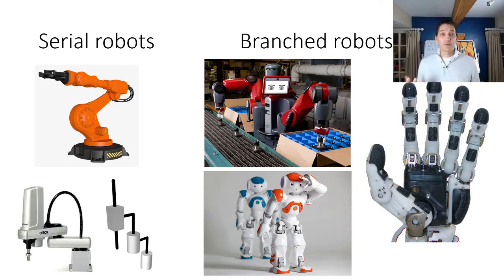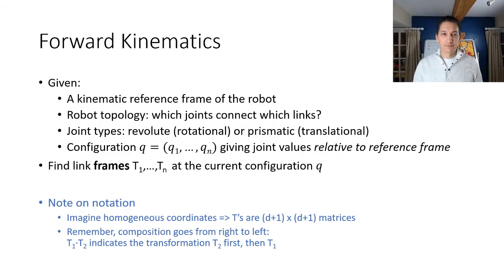There's lots of different types of kinematic types of robots, including serial robots, which have a fixed base, and then they have a sequence of joints leading up to some tip. And then there are also branched robots that have multiple branches, such as the human body or an anthropomorphic hand. But in any case, we can model these using a common set of kinematic conventions.